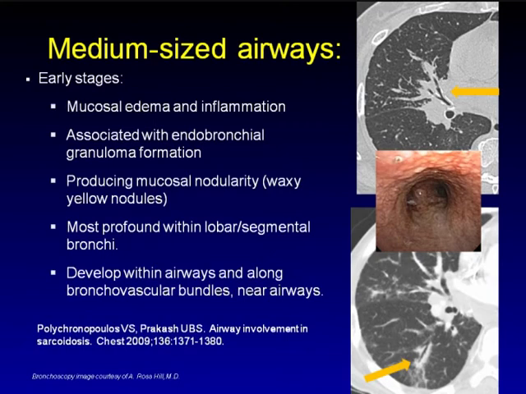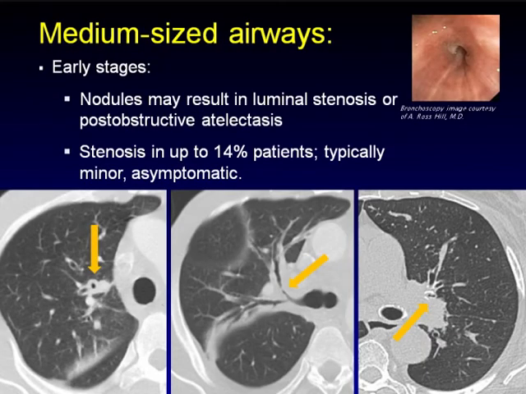It also develops not just within the airway, but along the bronchovascular bundle, as we mentioned before. So in the early stages, it can result in some luminal stenosis and narrowing, sometimes some atelectasis, but surprisingly, the symptoms are usually fairly minor.